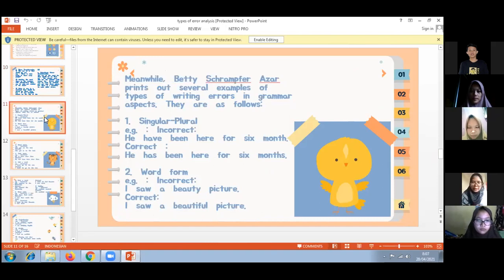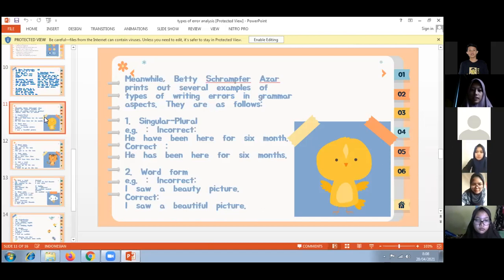Okay, thank you, Finny, for your explanation. So next is Devhia Suci Ardhana. Time is yours. I will continue the explanation. Meanwhile, Betty Schrampfer Azar pointed out several examples of types of writing error in the grammar aspect. They are as follows. First, singular plural. Example, incorrect: He have been here for 6 months. Correct: He has been here for 6 months.